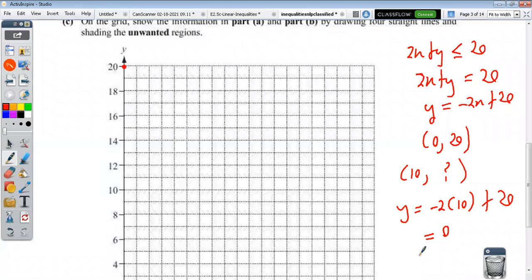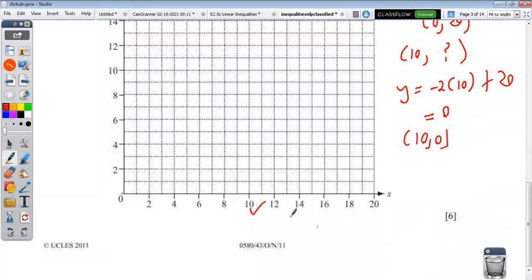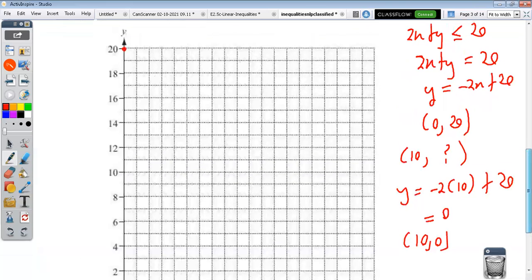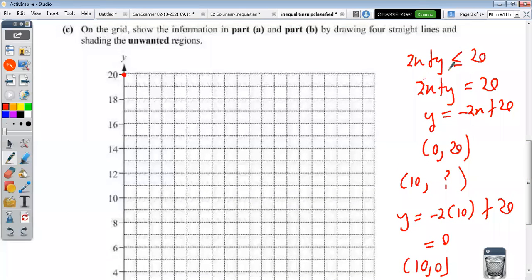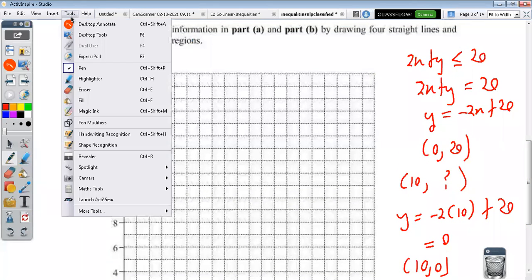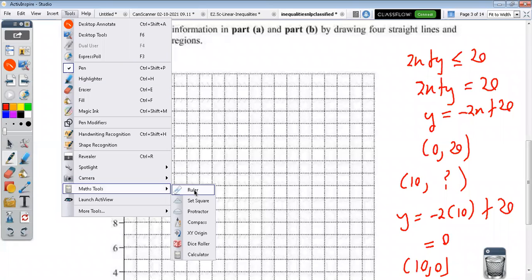Does that make sense? Did we get 0 from the calculator? Yes, sir. So it means our coordinates are: when x is equal to 10, y is 0. Say that. When x is equal to 10, y is 0, like this. So now I have the 2 points. Then I check my line is less than or equal to, it's fine. Then I use a ruler like this to join my 2 points and extend it throughout the graph.